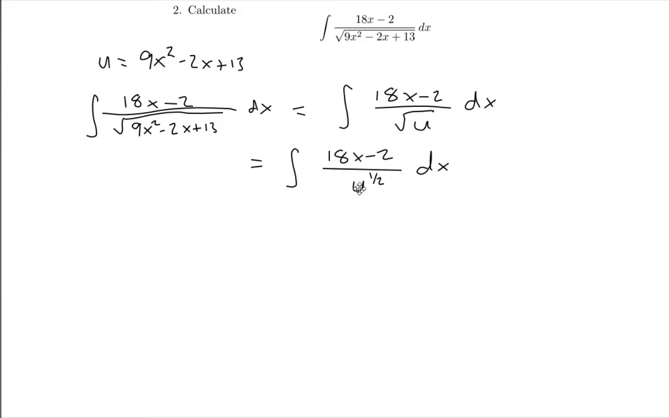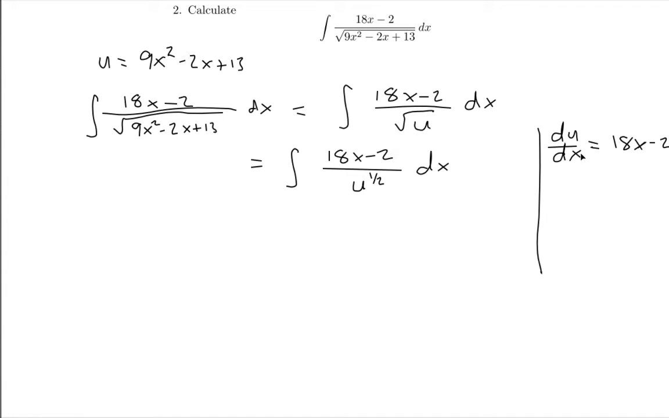So now I'm in the situation where I have two variables, u and x, inside the integrand, and I'm integrating with respect to x. So we have all these mixed up variables here. What I want to do instead is get rid of this dx and get everything in terms of u. So I'm going to go over on the side here and take the derivative of u with respect to x, which is 18x minus 2.